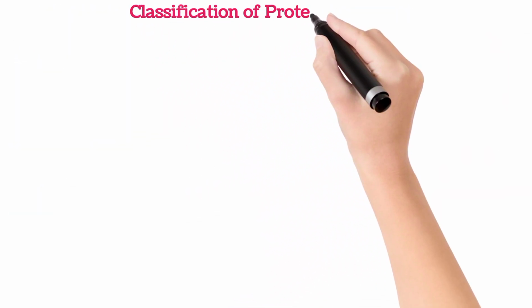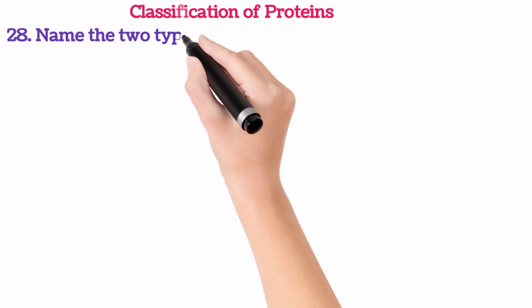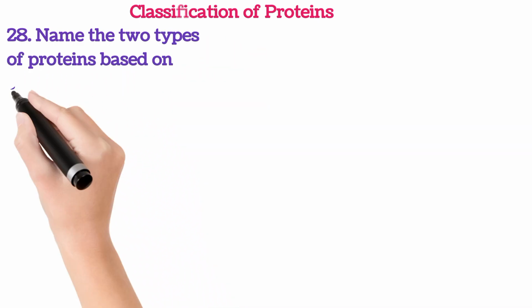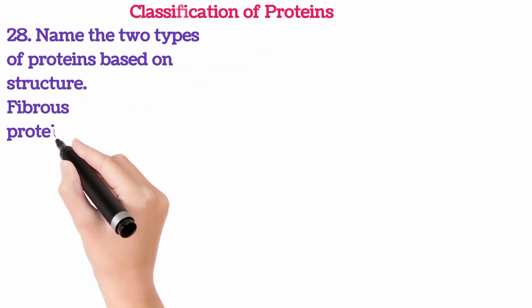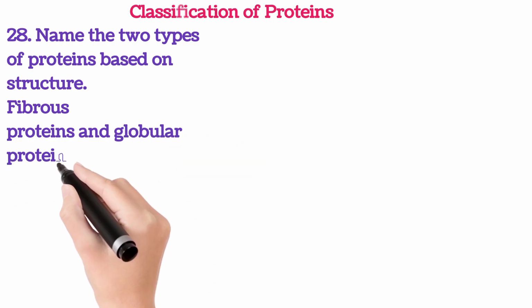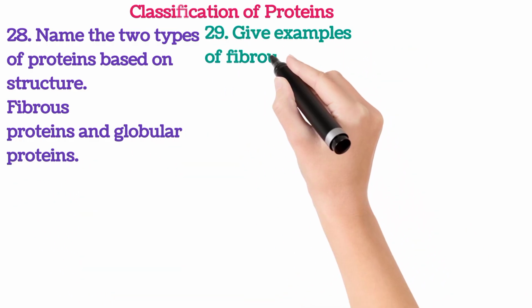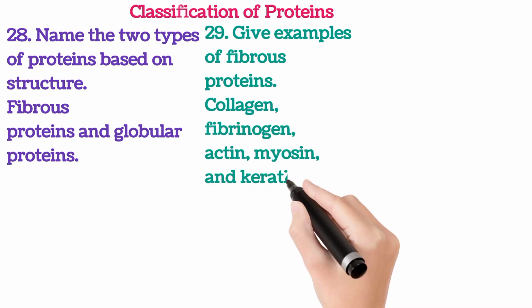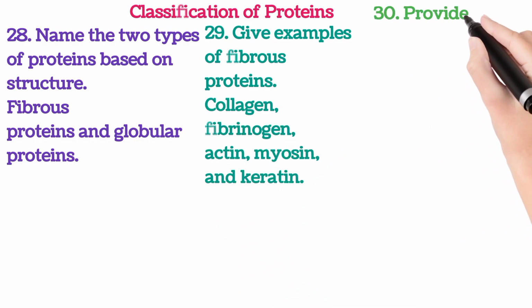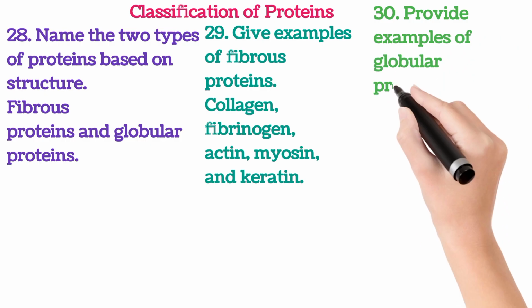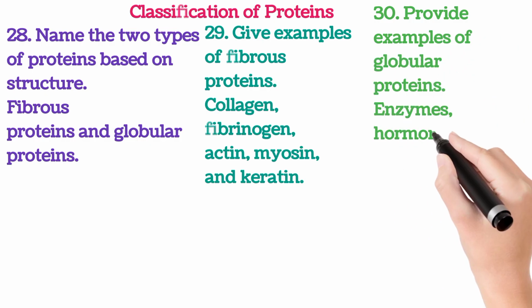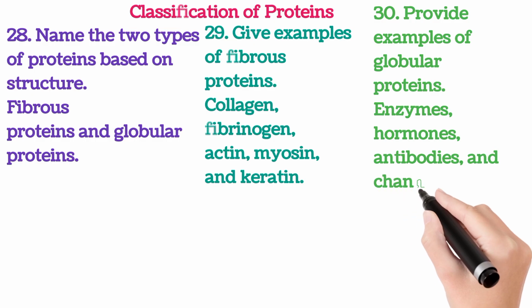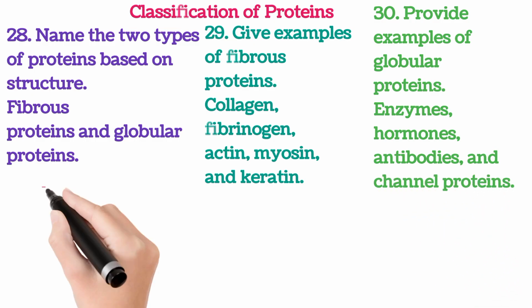Classification of proteins. 28. Name the 2 types of proteins based on structure. Fibrous proteins and globular proteins. 29. Give examples of fibrous proteins. Collagen, fibrinogen, actin, myosin, and keratin. 30. Provide examples of globular proteins. Enzymes, hormones, antibodies, and channel proteins.